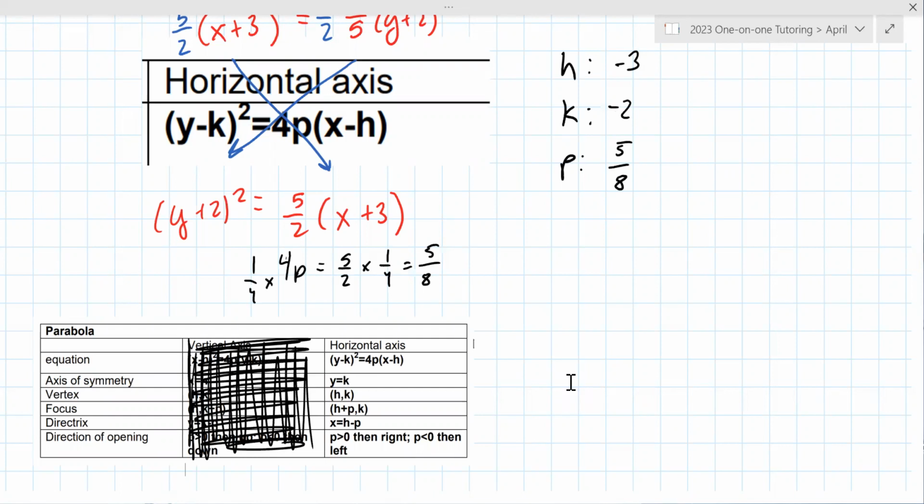Okay, I'm back here. Let me know if you have any questions or if you've got something worked out. What would the P number be again? 5 over 8. 5 over 8 here. Okay.